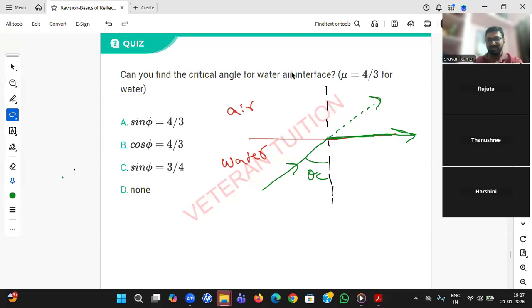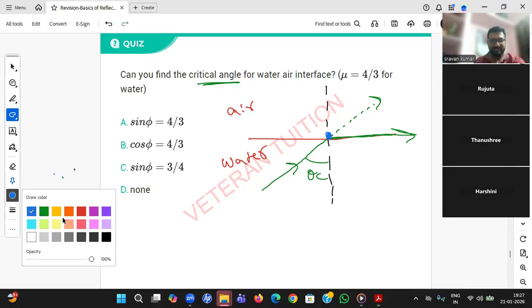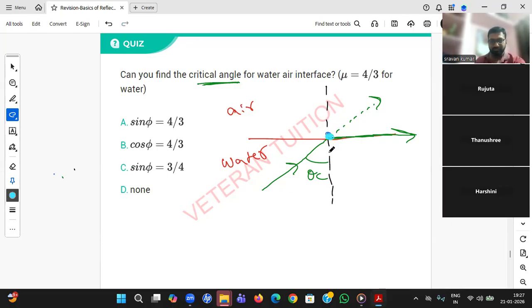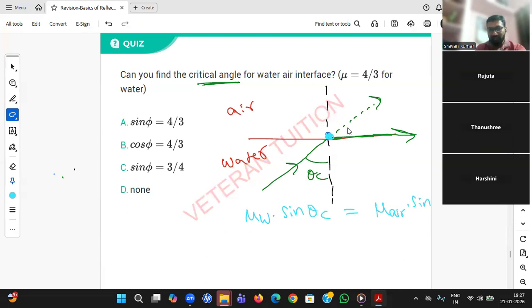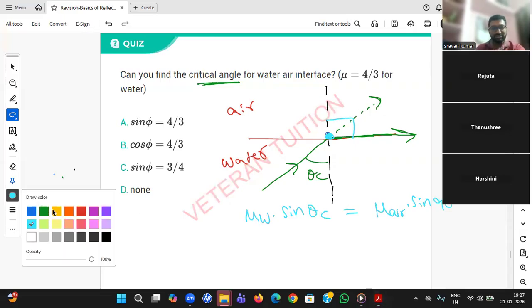Harshini, right answer. Okay. Now again the question is, sir, he's asking degrees. He's given interface mu. Snell's law will help you. Let me take Snell's law help here. So here Snell's law, if I apply, sir, mu w into sine theta c equals mu of air into sine r. What is r, student? 90 degrees. That's all. Finish your answer.